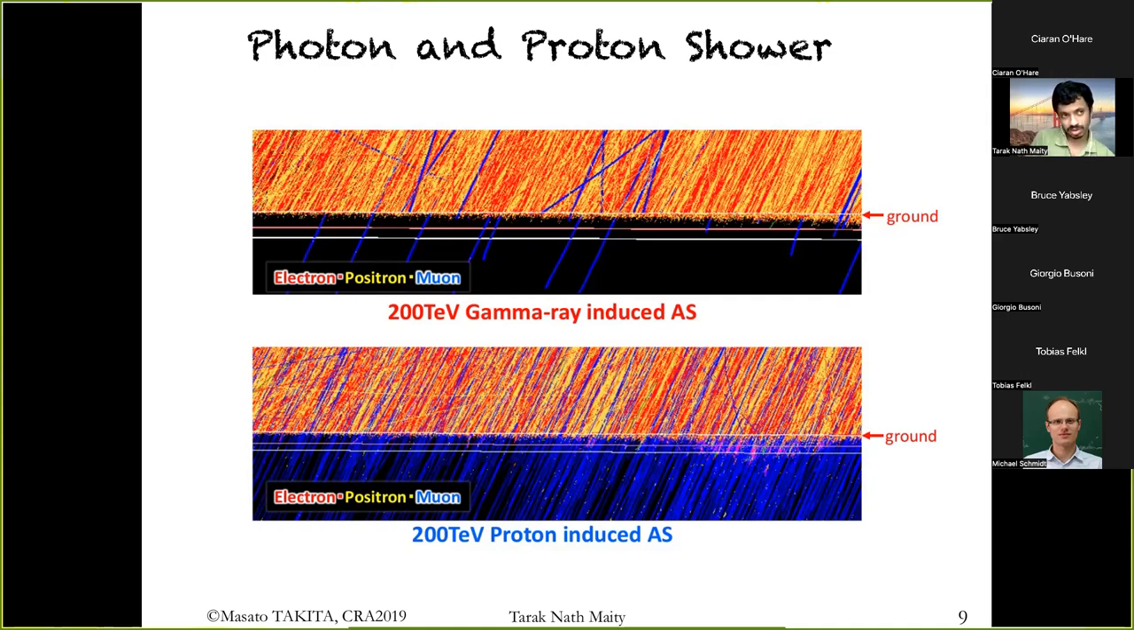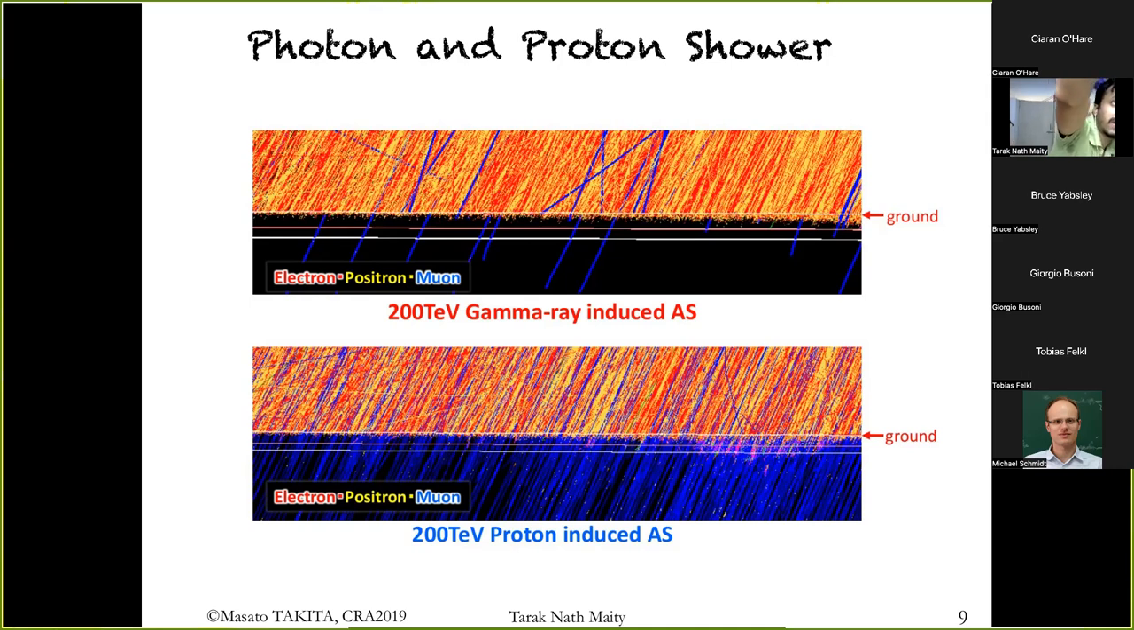Energy loss, if I remember correctly, is proportional to 1/m². Since the muon has higher mass compared to the electron, it doesn't lose energy that efficiently. So these muons could travel through the ground to the underground detector, but most of the electrons and positrons could not reach the detector. That's why this air shower muon detector is quite important to differentiate between cosmic rays and gamma rays.